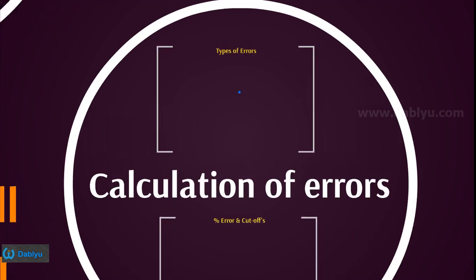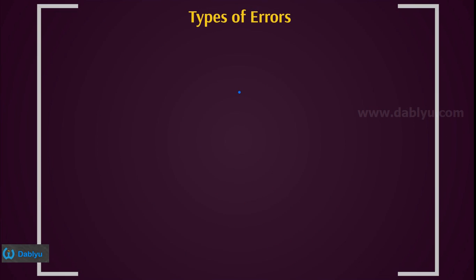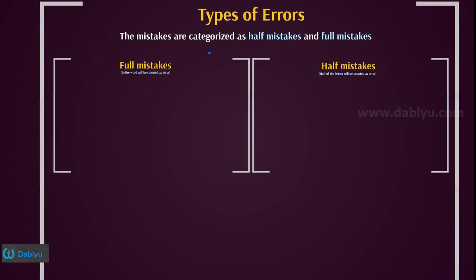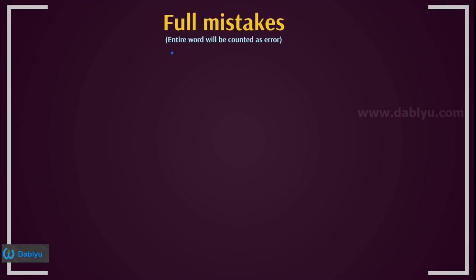So first, let's look at the types of errors and what is considered as an error. Generally the mistakes are categorized as half mistakes and full mistakes. Let's look at it one by one. First, full mistakes. A full mistake is where the entire word will be counted as error. Suppose there is the word "have", H-A-V-E. The entire word, that is 4 letters, will be counted as error. Those are full mistakes. We'll see what conditions lead to these full mistakes.